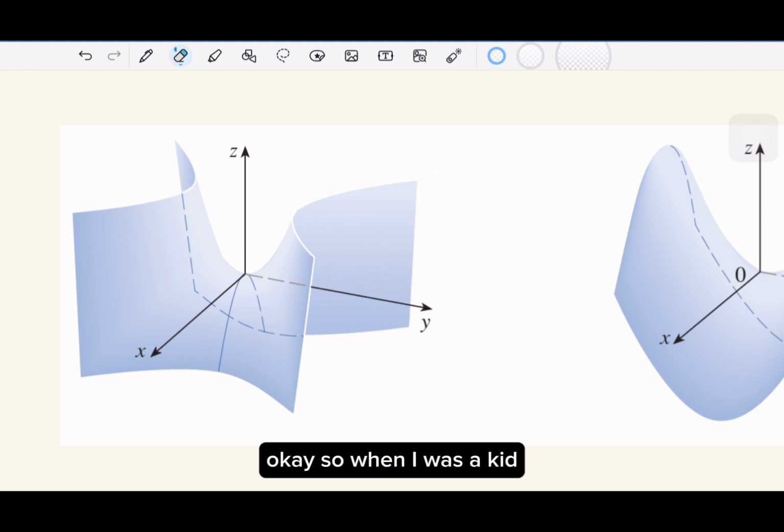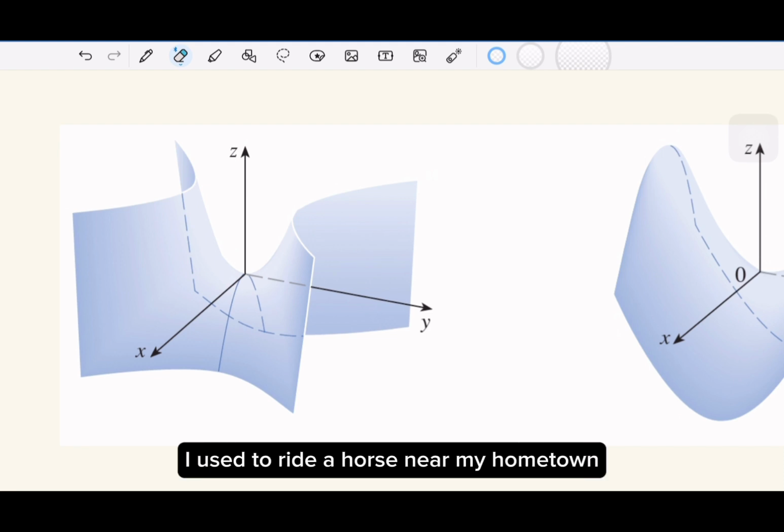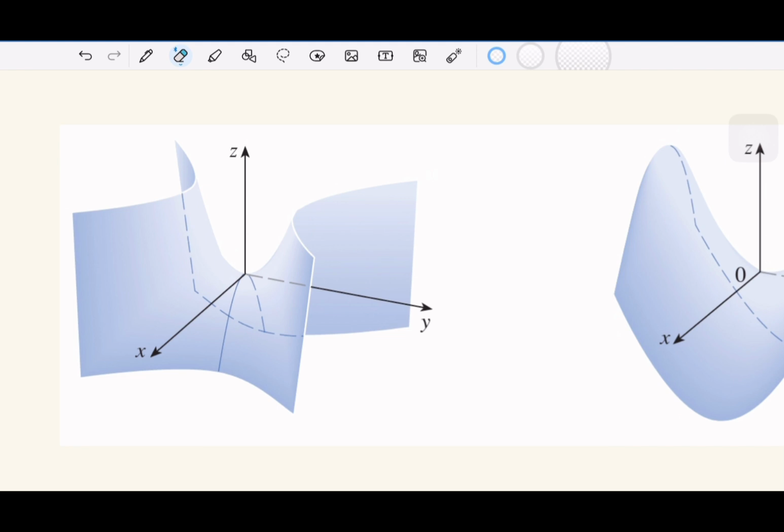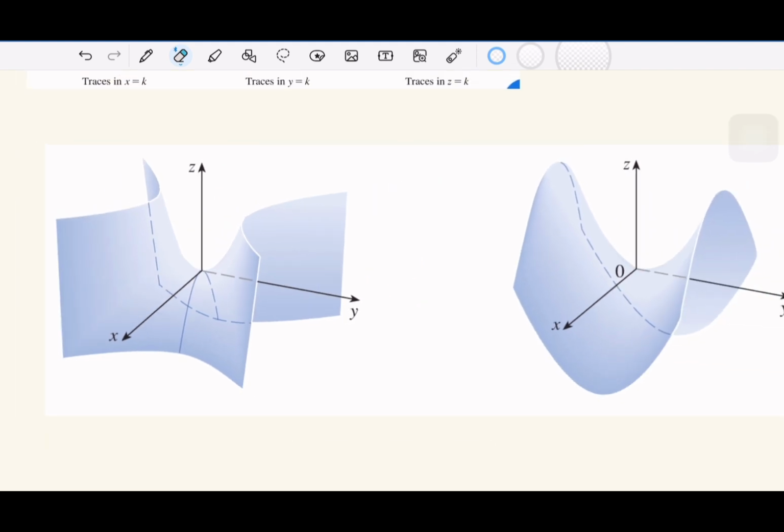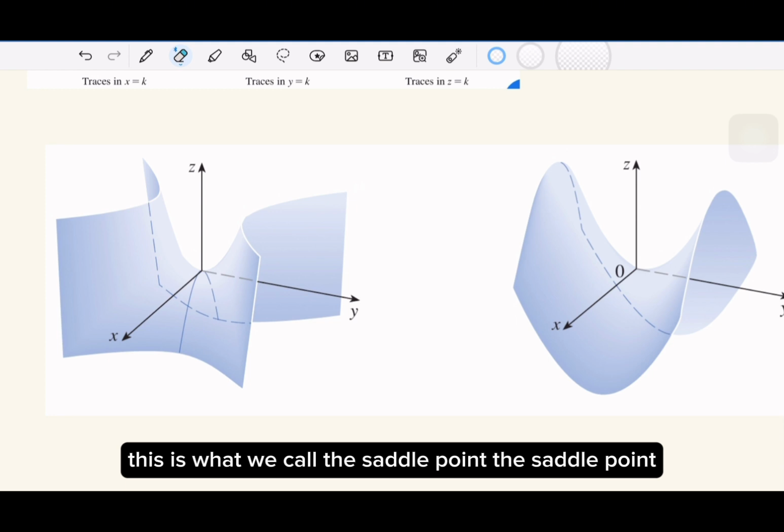Okay, so a saddle. When I was a kid, I used to ride a horse near my hometown. And this point here, this is what we call the saddle point. This is the saddle point.